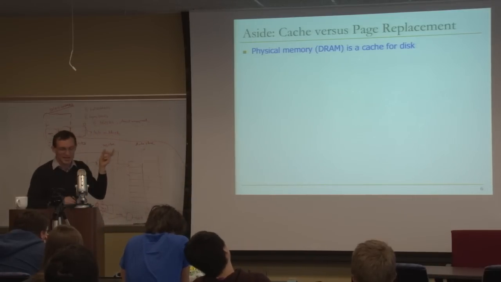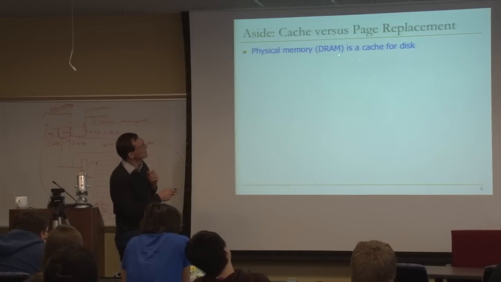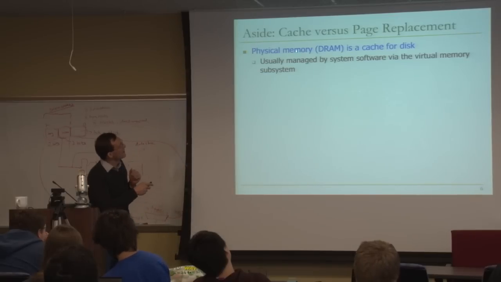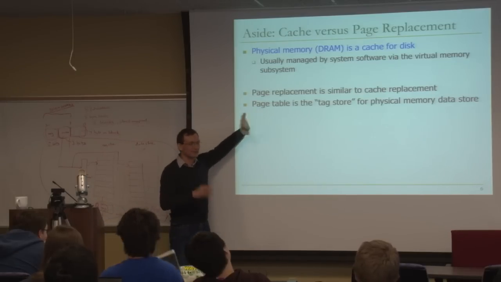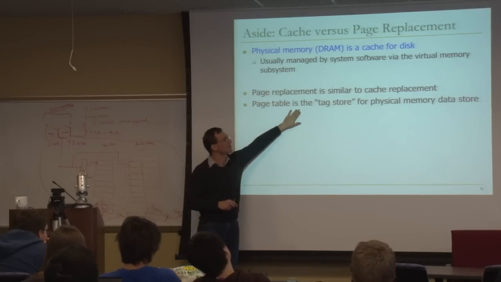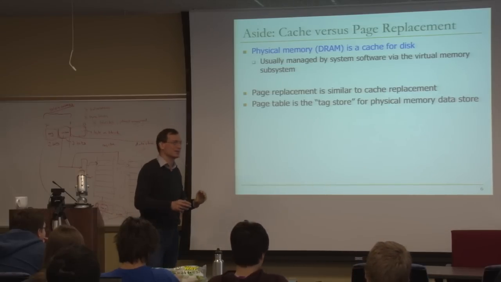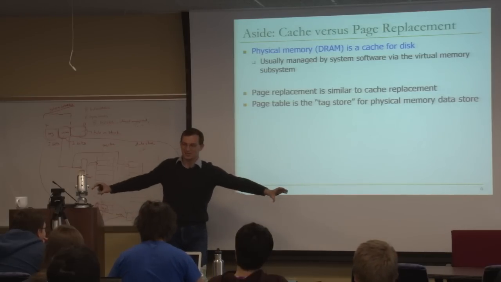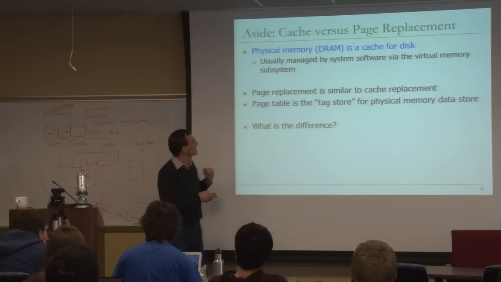Oh, I promised you that cache replacement is similar to page replacement. Basically, physical memory is a cache for disk, right, in a demand page system. And physical memory is usually managed by system software via the virtual memory subsystem. And you can think of the page table as a tag store for the physical memory data store. Well, obviously, the page table does other things, like access protection bits as well. But it's really a tag store for the physical memory data store, right? Physical memory contains some data store, and the page table shows where a virtual page is mapped.